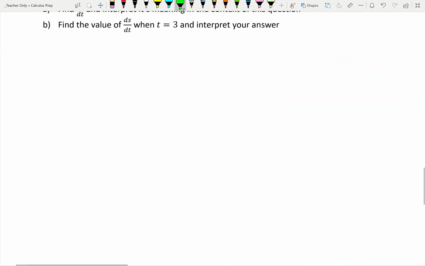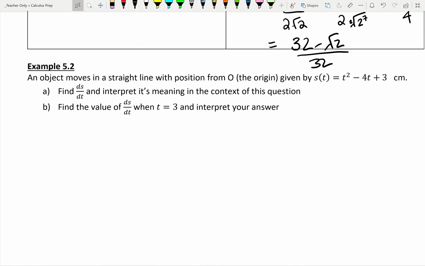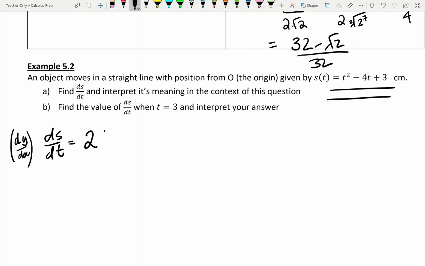So now down here, we're dealing not with f of x, but s of t. To find the derivative of that, we're finding ds dt, so the change in s with respect to time, and it is effectively the equivalent of dy dx. So ds dt, we do it exactly the same way, except this time t is the variable that we're deriving. So looking at our function, the 2 comes down as a factor. T, 2 minus 1 is 1, so t squared derives to 2t. Minus 4t derives simply to minus 4. So ds dt is 2t minus 4.